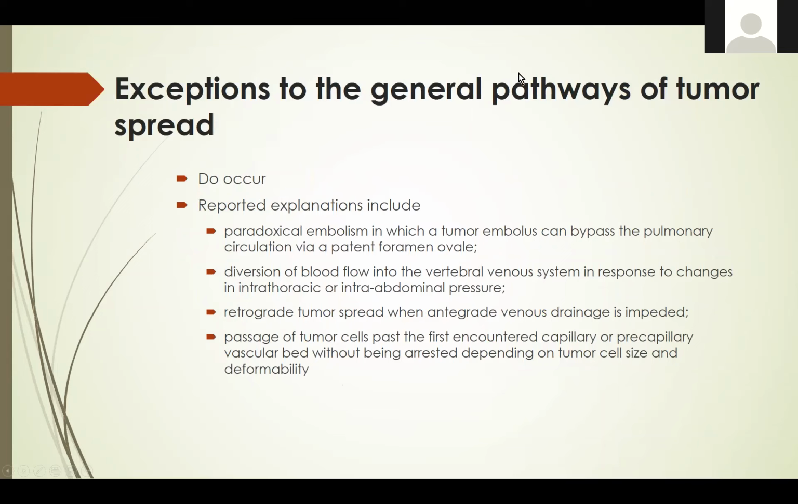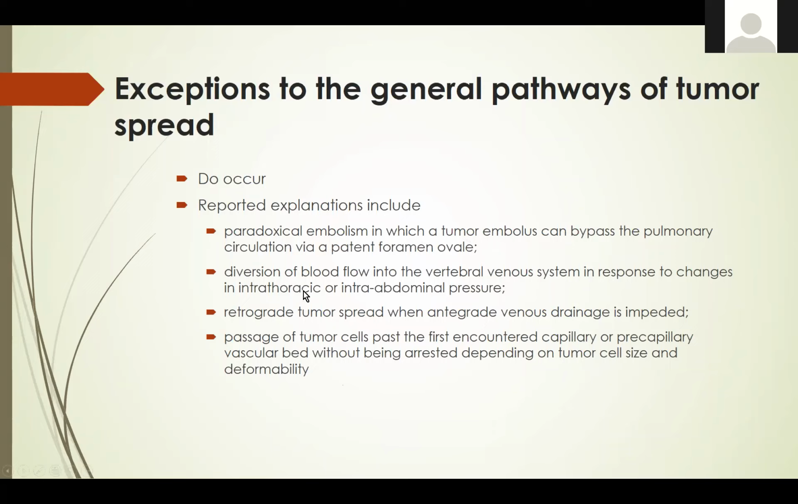And exceptions to the general pathways. Most of the time you see a serial progression of metastatic disease from one site to the next site to the next site. But there are exceptions, and they do occur. The explanations for these exceptions are sometimes there may be paradoxical tumor embolism, in which a tumor embolus can bypass the pulmonary circulation via a patent foramen ovale.